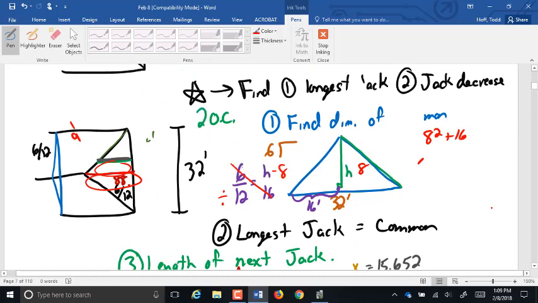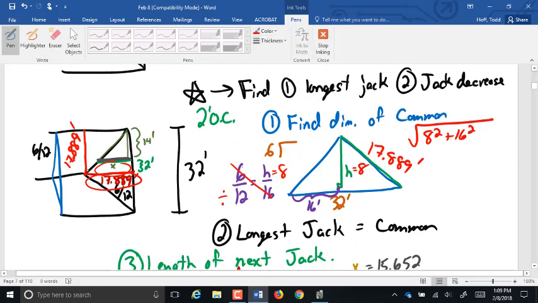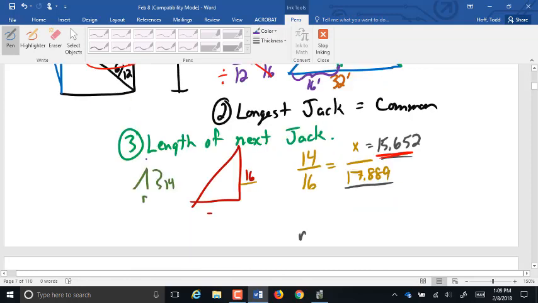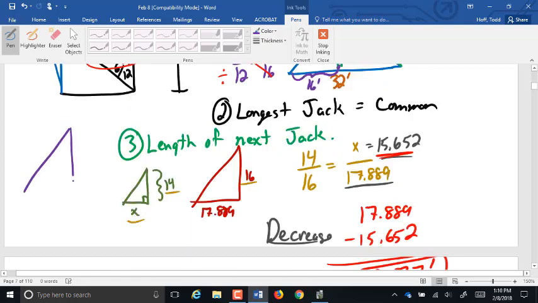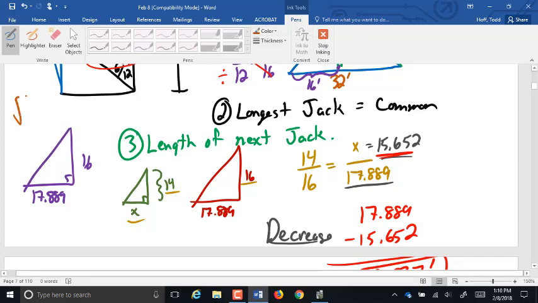Other things we could have found here, we could have found the hip rafter itself. This right here, that actually wouldn't be hard to find because this distance is 16 feet. This is 17.889. That hip rafter is just going to be doing a squared plus b squared equals c squared again. Square root of 17.889 squared plus 16 squared.